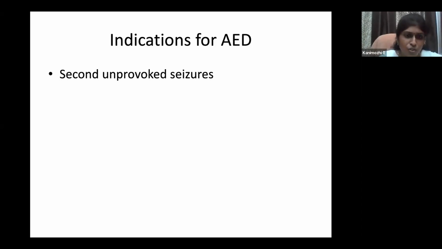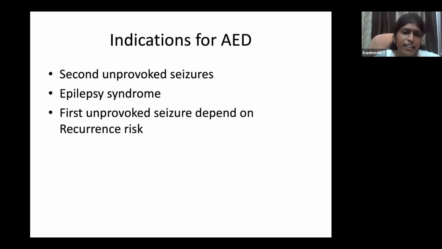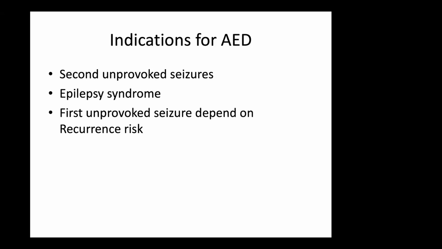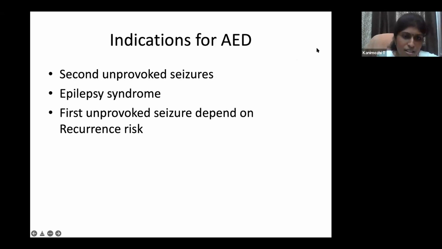So a definite indication for treatment is a second unprovoked seizure. Of course, we all know that if the child has an unprovoked seizure two times, then you start an AED. And if there is a diagnosis of an epilepsy syndrome, again it depends on the recurrence risk, the risk of recurrence versus the risk of taking chronic medications.